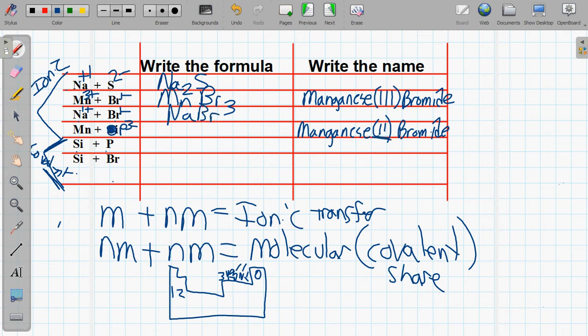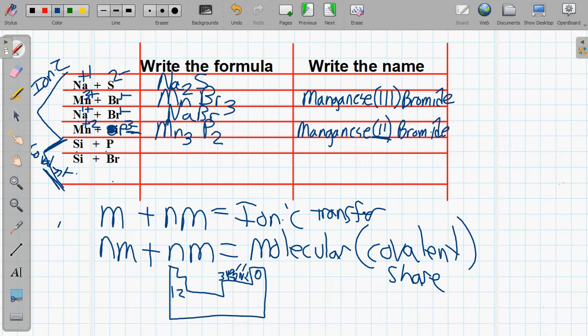Here, manganese is a +2. Remember, it's a transition element. It can have more than one charge. So 2 and 3 aren't easy. So we have to find the lowest common multiple of 2 and 3, which is 6. So the only way to get 6+ is to have 3 manganese. So I'm going to have Mn3, because 3 times 2 is 6. And then I need 2 phosphides, or phosphorus, because 2 times -3 is -6. 6 minus 6 is 0.